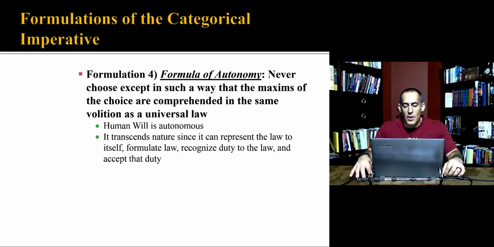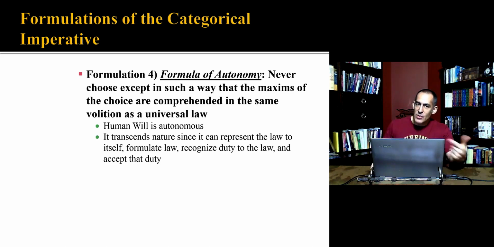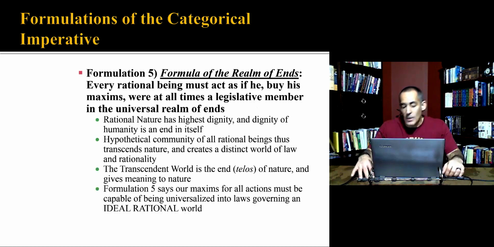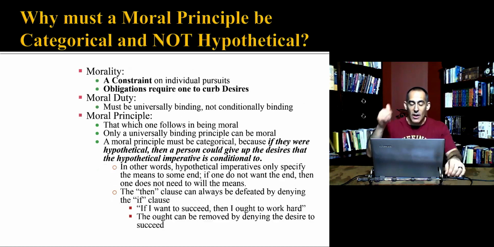Formula 4 is the formula of autonomy. Never choose except in such a way that the maxims of the choice are comprehended in the same volition as a universal law. You can see that some of them sound similar enough where you understand we're still talking about the same thing. And then the fifth and final formulation is called the formula of the realm of ends, that every rational being must act as if, by his maxims, he were at all times a legislative member of the universal realm of ends. So, a little bit more than you needed to know. Like I said, the first two, Formula 1 and Formula 2, are the ones that you need to know.